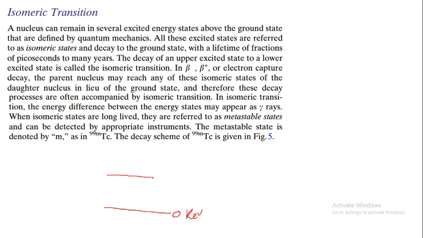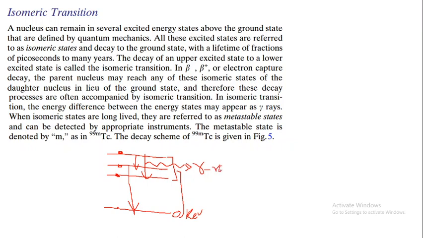After the beta or positron decay process, the newly formed daughter radionuclide does not come to the ground point. It may come to this point, or this point, or this point. These are states which are still higher than the ground state. From these states, they may come to the ground state through a number of steps like this. Such transitions are called isomeric transitions, and they are accompanied by the liberation of gamma radiation.